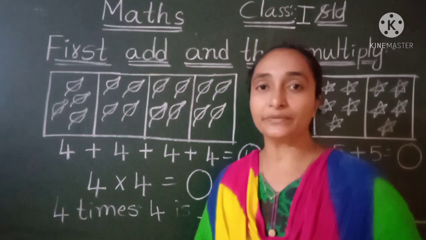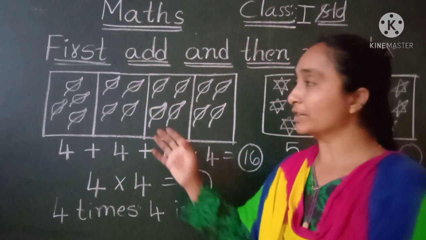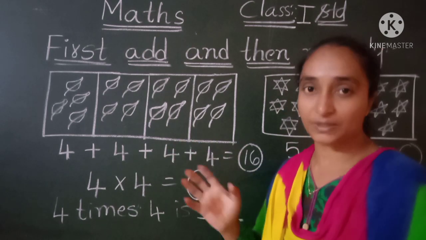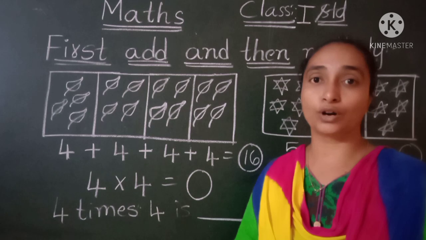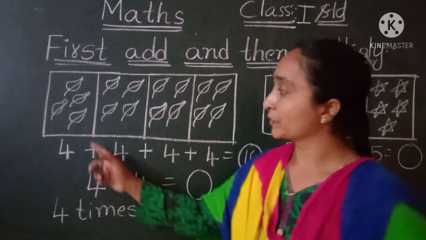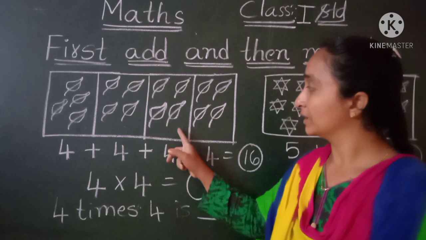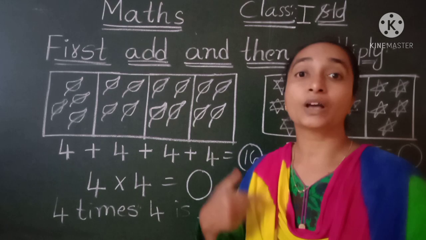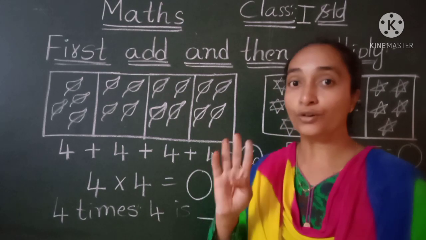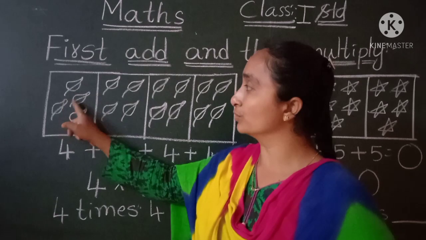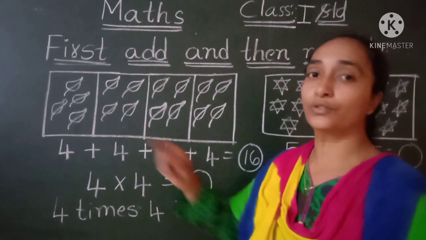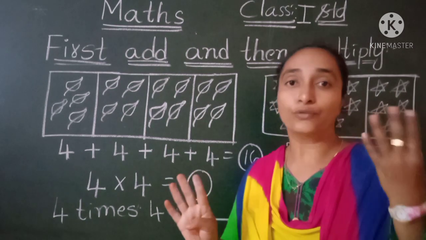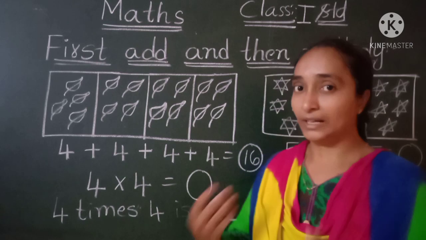So children, let us see another example. Here we can see the picture with the leaves. First we have to count how many groups are there. 1, 2, 3, 4. So 4 groups are there. In each group, how many leaves are there? 4 leaves are there. See, 1, 2, 3, 4. So in every group we can see 4 leaves. 4 groups, 4 leaves. Let us count, children.